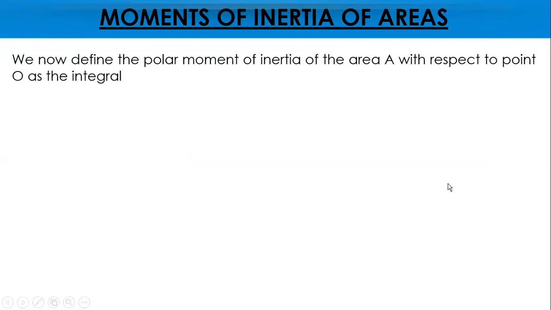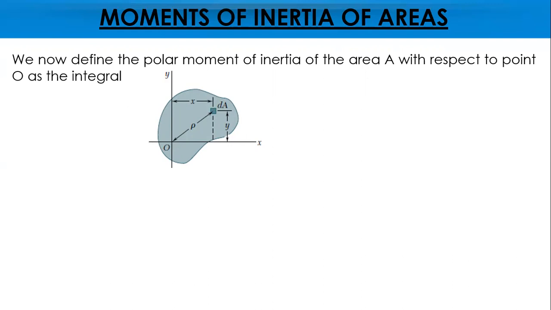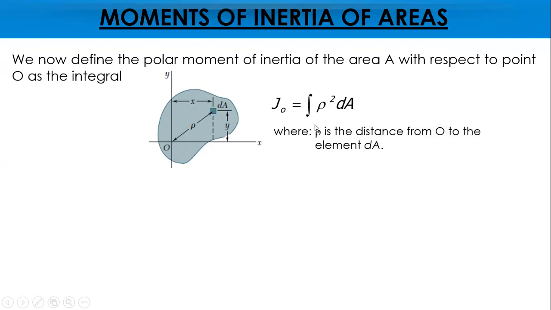We now define the polar moment of inertia of the area A with respect to point O as this integral, the moment of inertia of this area with respect to point O, the origin, or we call it the pole. This is the polar moment of inertia, denoted by capital J. It is the integral of rho squared dA, where rho is the distance from the pole to the element dA.